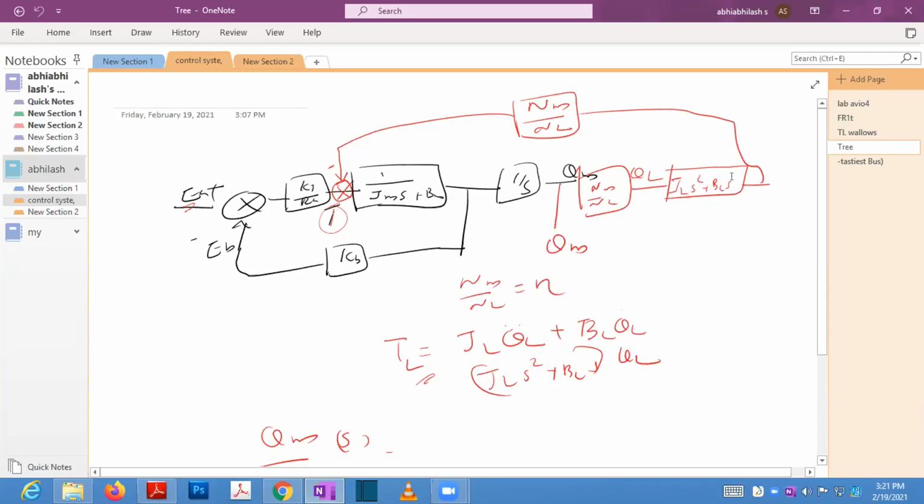This omega M will reduce if you are loaded. So that EB will be reducing, and IA is equal to EA minus EB upon RA. So this term is reducing, this current will increase. So if you are loaded, this current will increase. So that current is increasing, this torque produced will be more. And that torque is used to drive this load. So this load torque is also coming from this motor side only. This extra load demand, whatever you are loading, is coming from this side.